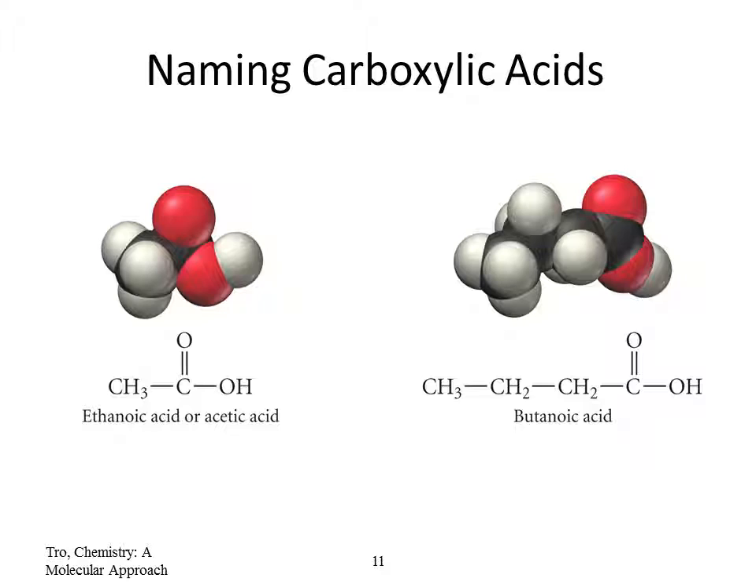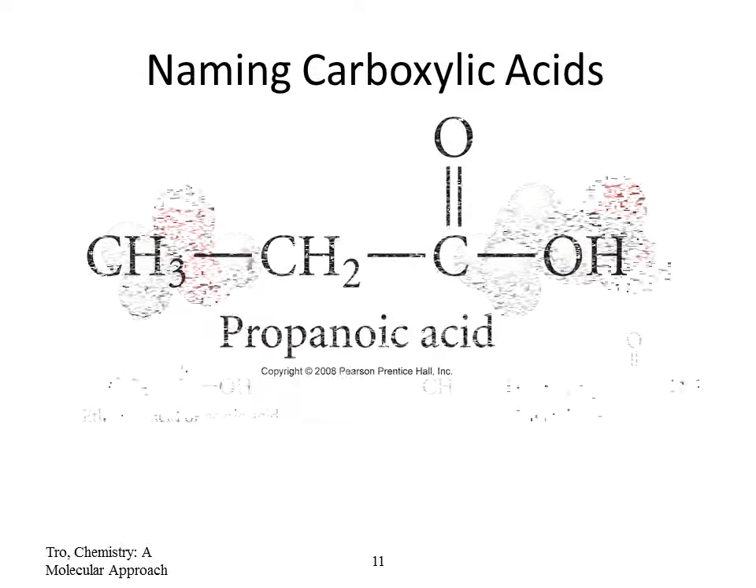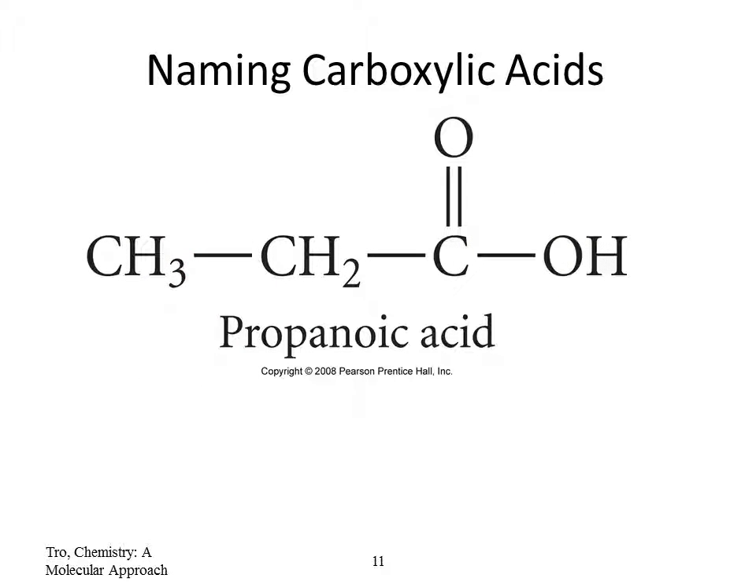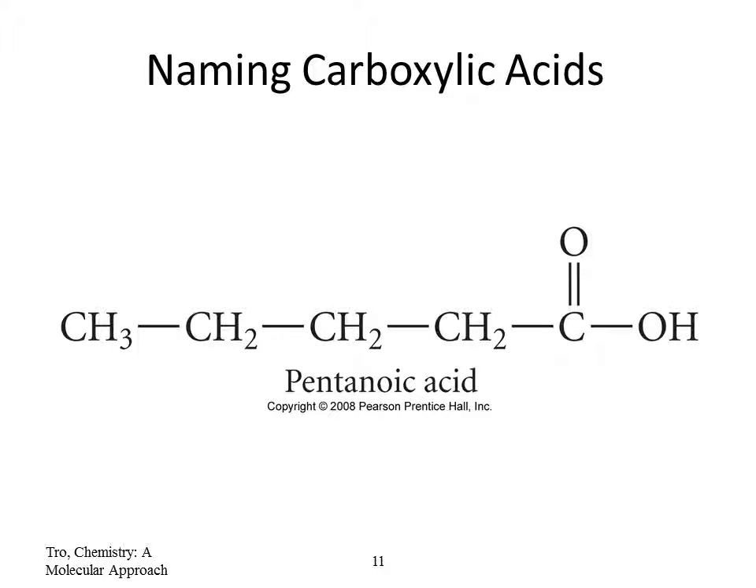So here you can see ethanoic acid, acetic acid. You have 2 carbons and this is a carboxylic acid, we call it ethanoic acid. And if you have 1, 2, 3, 4 carbons and you have a COOH, we call it butanoic acid. And here you have 3 carbons and we call it propanoic acid. And here you have 5 carbons and we call it pentanoic acid.